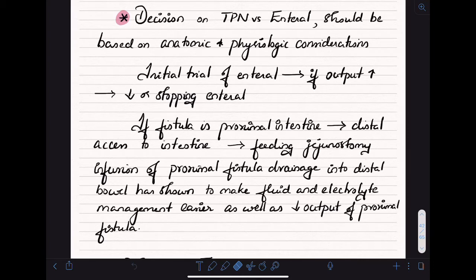An initial trial of enteral feeding can be done; if the output increases, the enteral feeding can be stopped. If the fistula is in the proximal intestine, distal access to the intestine using a feeding jejunostomy helps in feeding. Infusion of proximal fistula drainage into the distal bowel has been shown to make fluid and electrolyte management easier, as well as decrease the output of the proximal fistula.